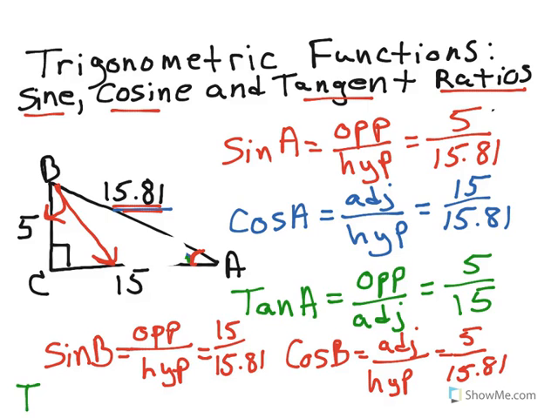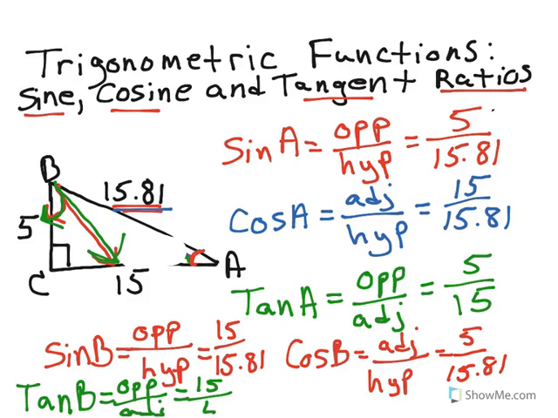And the tangent of angle B is still the opposite side to angle B divided by the adjacent side to angle B. The opposite side to angle B is still 15, and the adjacent side to angle B, again, is 5. Remember, these are the ratios, not the angle measured in degrees.